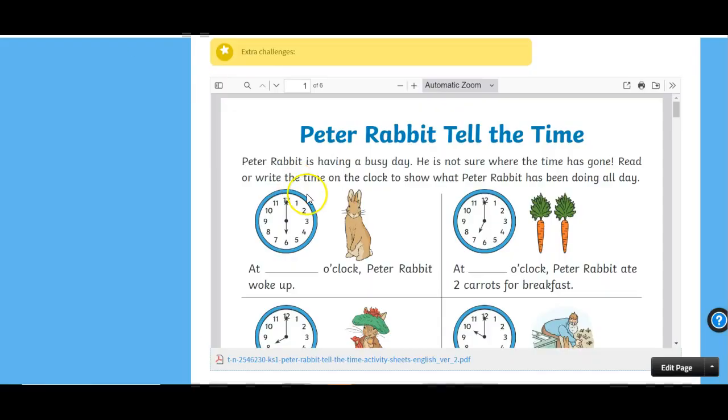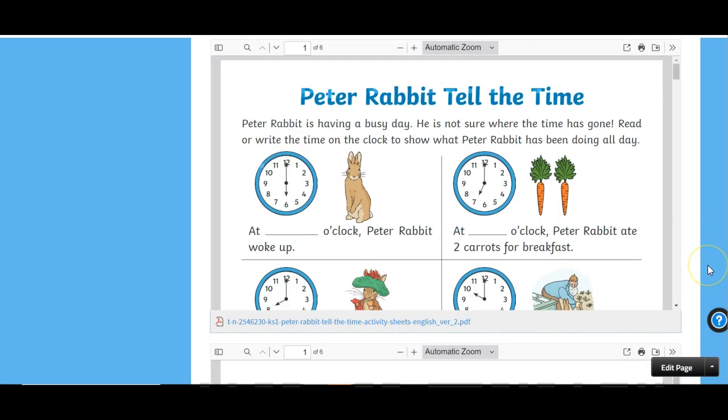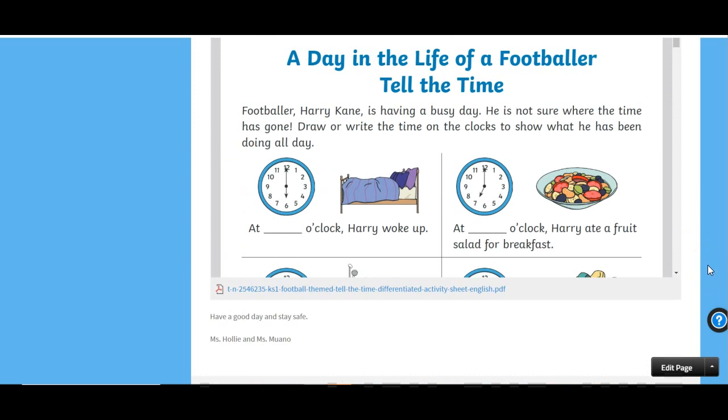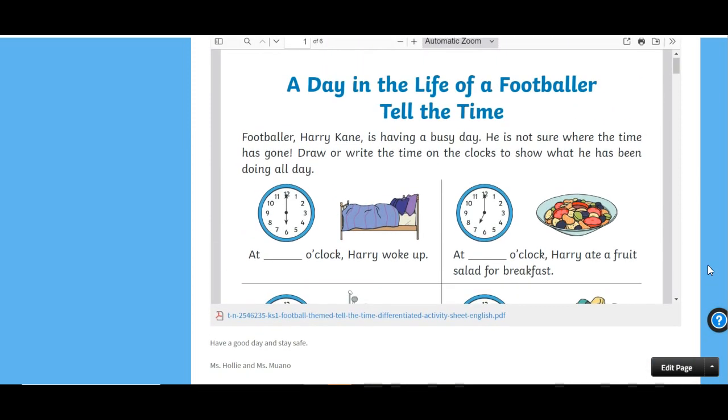Okay, so we will stop here for today's lesson. Continue to answer the questions, and there's one more activity for you, a day in the life of a footballer. Tell the time. Okay, thank you for joining me today, boys and girls. I hope you enjoyed the lesson and you complete the activities, and we can have a look at them, review our answers when we are back in the classroom.